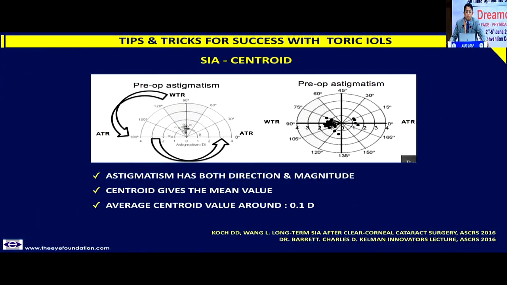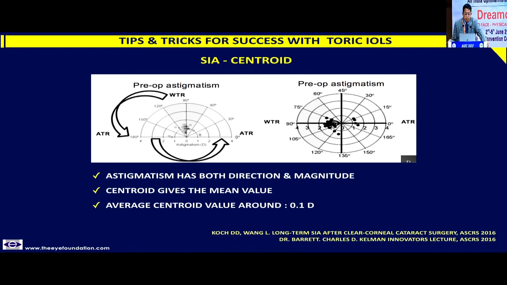Then comes the most important concept of surgically induced astigmatism. Till around half a dozen years back, I thought my 2.4 or 2.2 millimeter incision induces about 0.4 diopters of astigmatism along the axis in which I place it. I used to even make my incision based upon the amount of astigmatism I am dealing with.